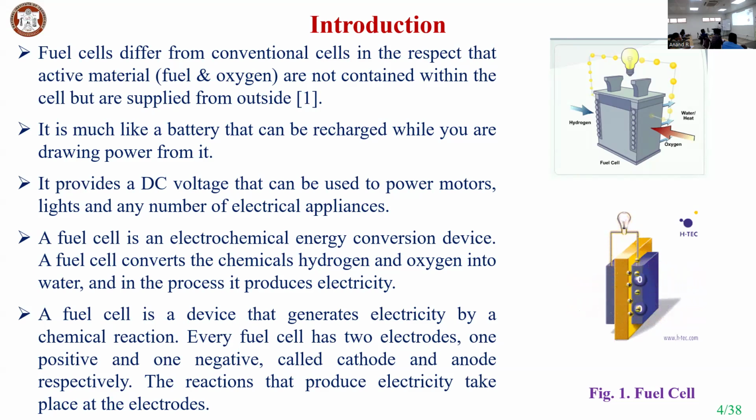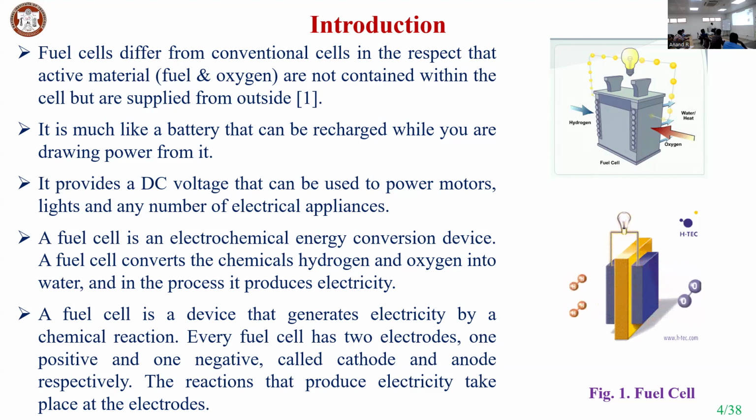For a square centimeter of fuel cell surface, how much current you are going to produce will decide the type of fuel cell. Based on the type of fuel cell, which fuel cell is going to produce maximum current with respect to the unit surface area. So there are different types of it.